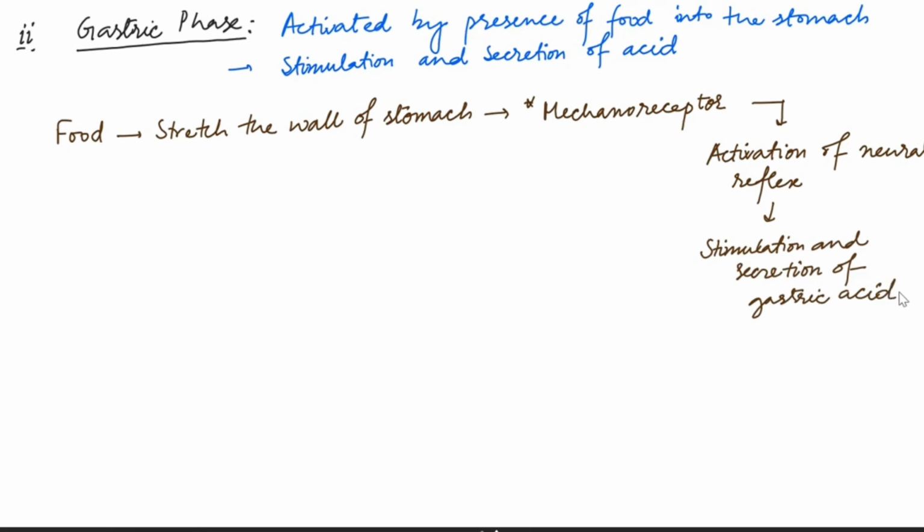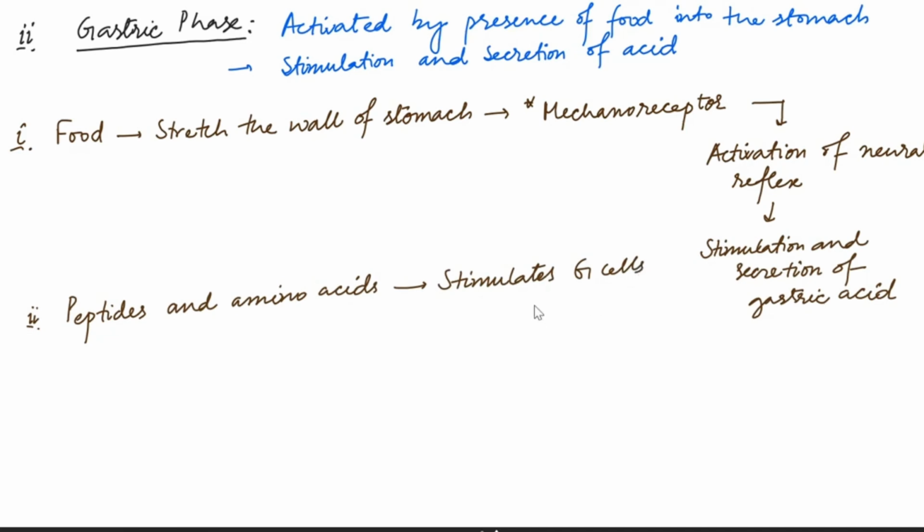On the other side, the second type of process is that the peptides and amino acids present in the food cause the stimulation of G cells. As a result, the gastrin hormone is released, which stimulates HCl secretion.